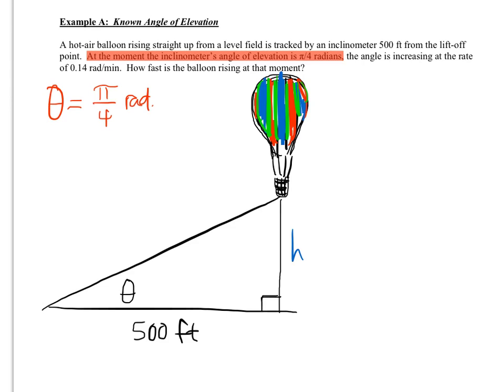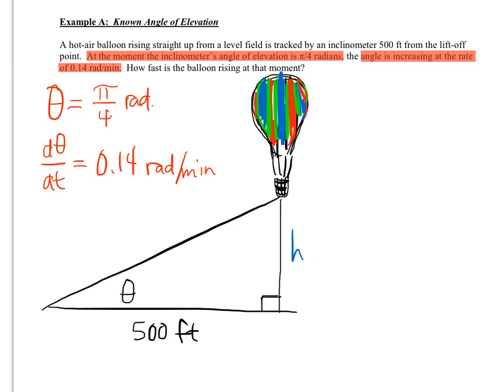Now, read how this part sounds different. It tells us that the angle is increasing, and there's that word, at a rate of 0.14 radians per minute. So based on the units or based on what the information says, hopefully you recognize that is telling us d theta dt is 0.14 radians per minute. So there's our rate variable.